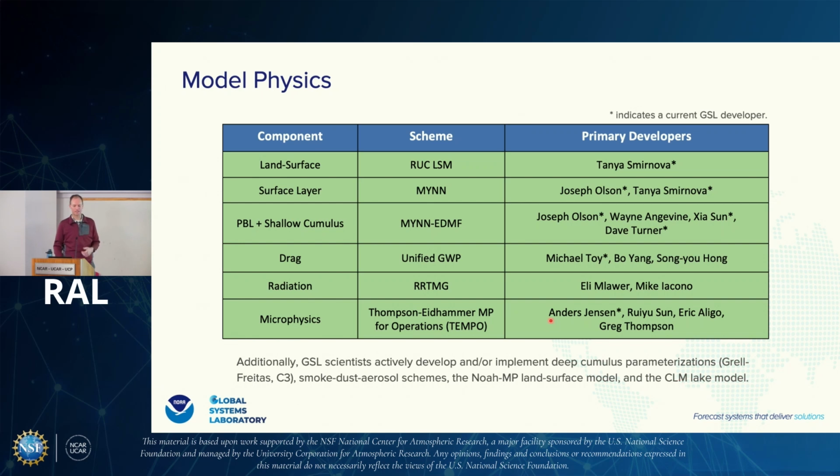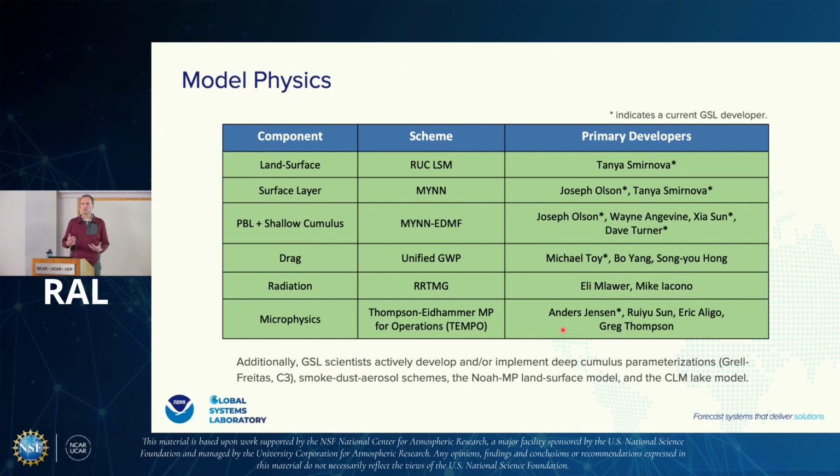And for our hurricane-related applications, it includes these 6 classes of parameterizations listed here. The RUC land surface model that Tanya Smirnova has developed for multiple decades, MYNN surface layer, as well as the boundary layer and shallow cumulus parameterizations, for which Joe Olson is the lead developer. Our unified gravity wave drag package, for which Michael Toy, also a previous NCAR postdoc and employee, is the lead developer. Radiation we don't specifically develop. That's the group at AER, Eli Mlawer and Mike Iacono. We have developed a machine learning emulator for that, but we're not currently using that in our modeling systems. And then the current iteration of the Thompson-Eidhammer Microphysics for Operations, or TEMPO, for which Anders Jensen, who I think also has a history here at NCAR, is our lead developer.